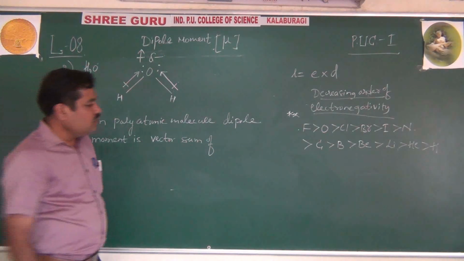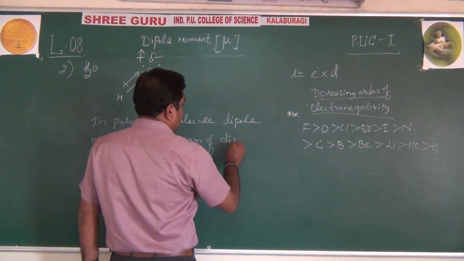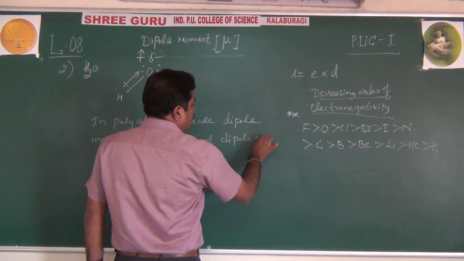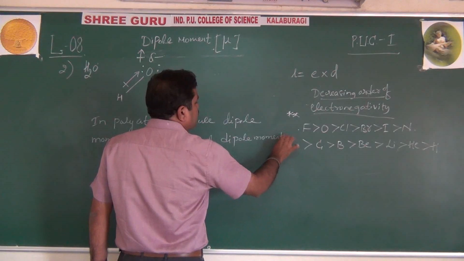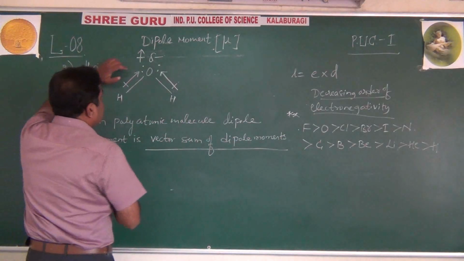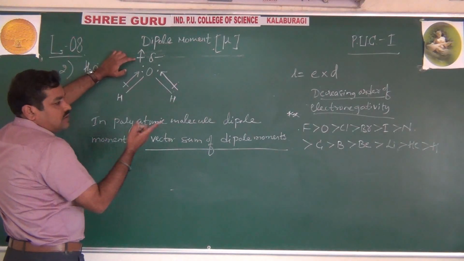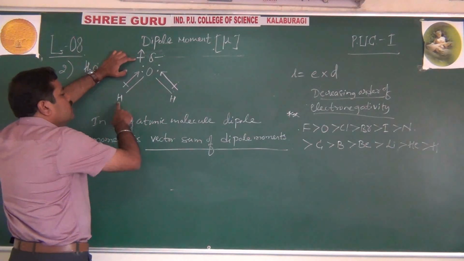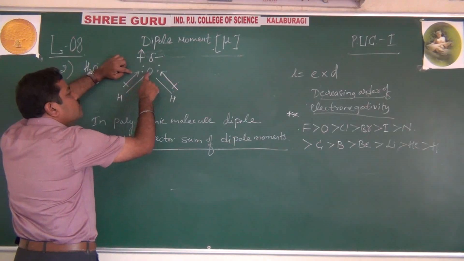Vector sum of dipole moments. Remember. Okay, so this I will do. That's only that knowledge issue. Less electronegative will give to more electronegative.